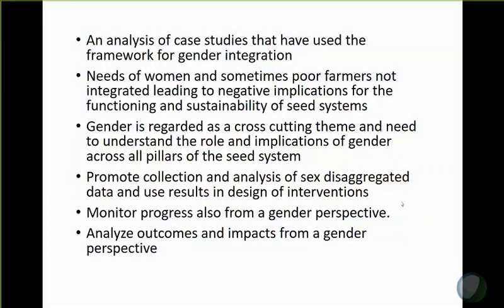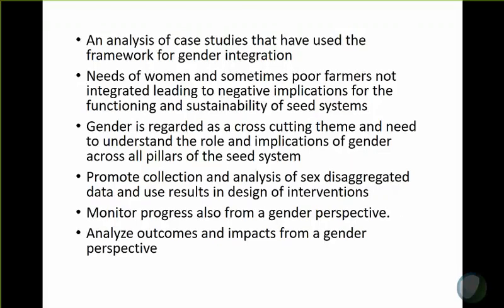So part of this process, what we think this framework can contribute is promoting the collection and analysis of sex disaggregated data and the use of the results in designing interventions. It doesn't help us to just collect the sex disaggregated data if we are not going to analyze it. And analysis only will not help us if we are not going to use those results to help in the design of interventions. So that is something we follow throughout the framework. How do we collect data? How do we analyze it? And then how do we integrate it when we are developing our interventions?